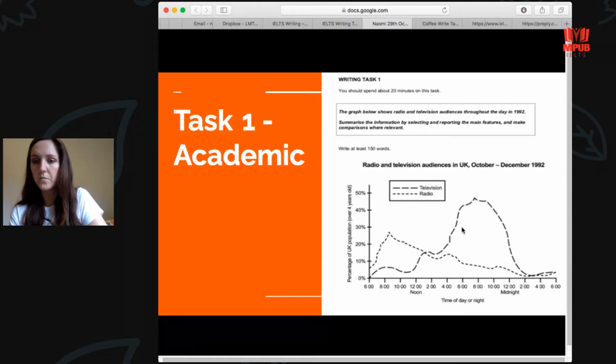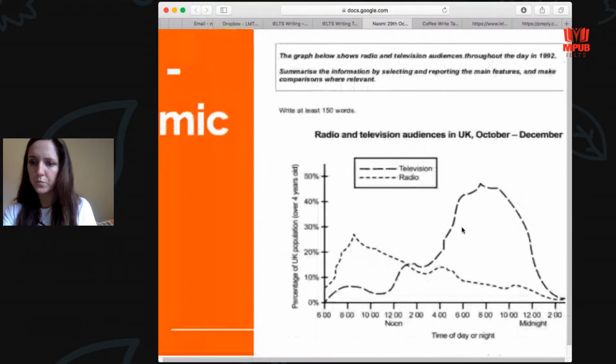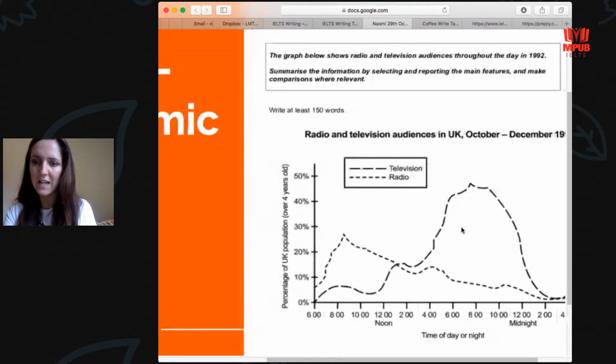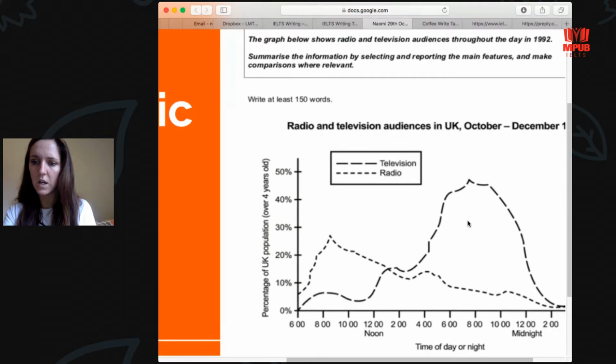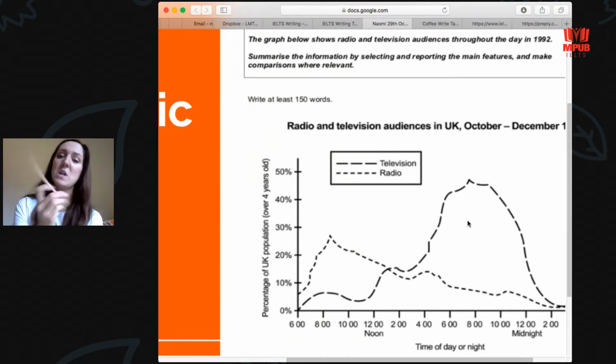I can maybe write, we see the biggest decrease between, if you can just see here, just going to show you so that you can see what I'm talking about exactly. If you just look between 10 and 2, you can see, or 10 p.m. and 2 a.m. actually, that was my fault. I can say we see the greatest decrease in TV viewers between 10 p.m. and 2 a.m. Just making my notes there.